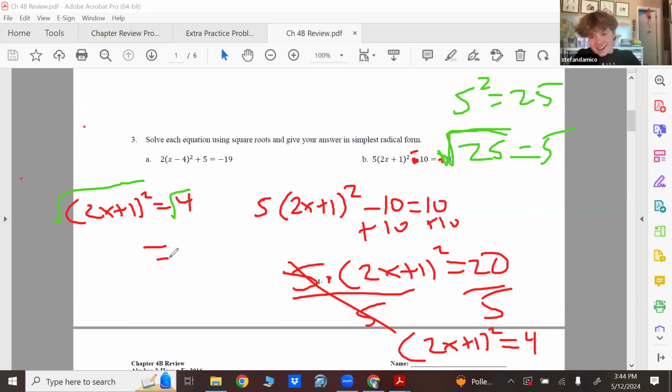Okay. What's the square root of 4? I don't care how hot it is, how cold it is. You still got to know this. Good job. Plus or minus 2.